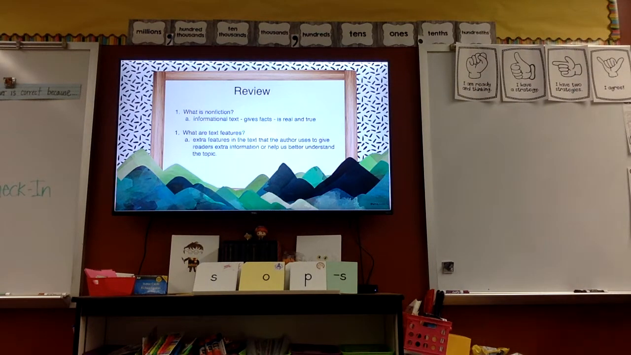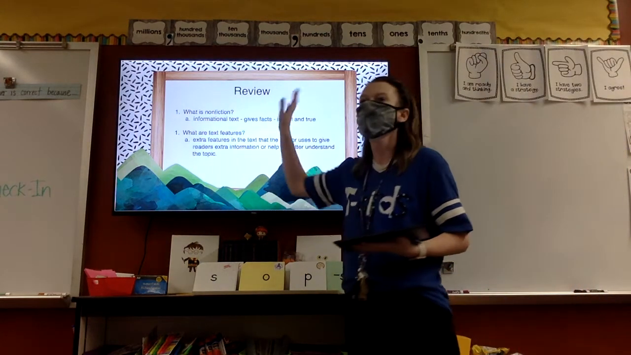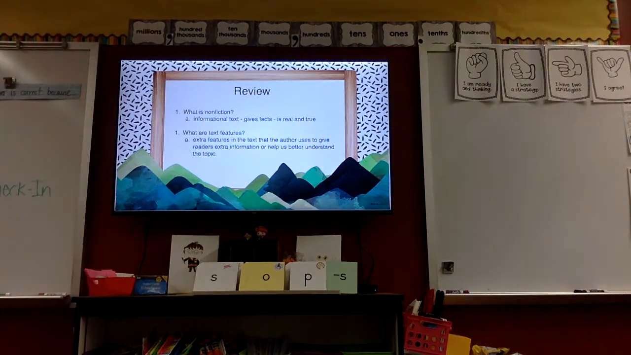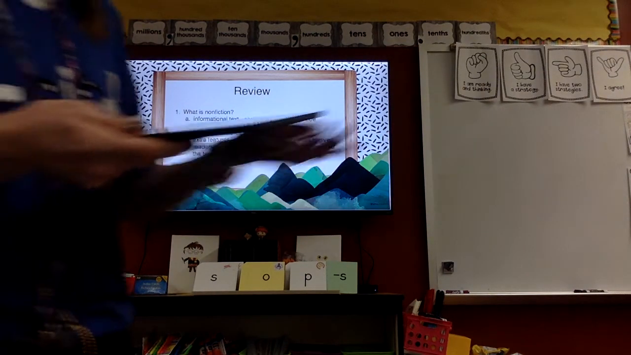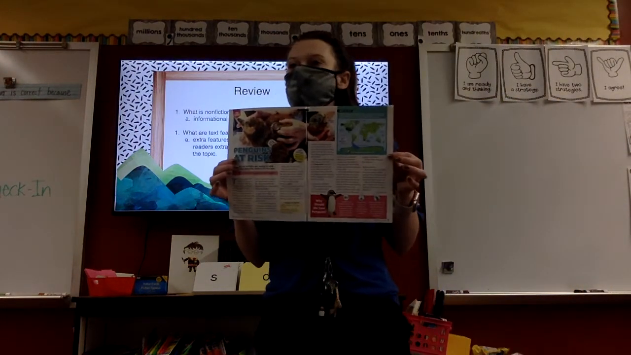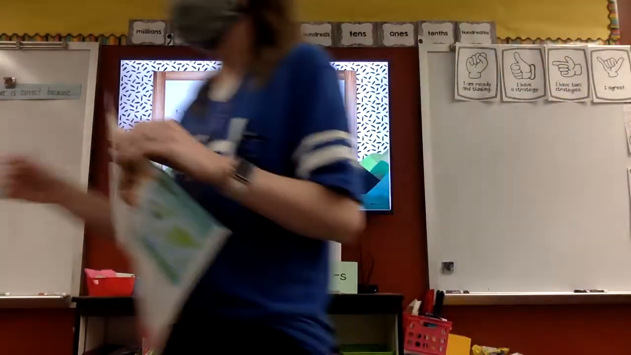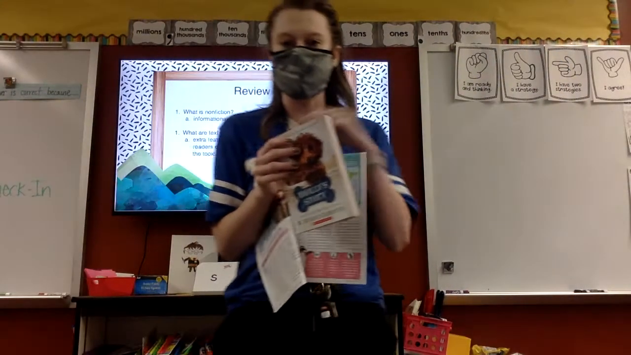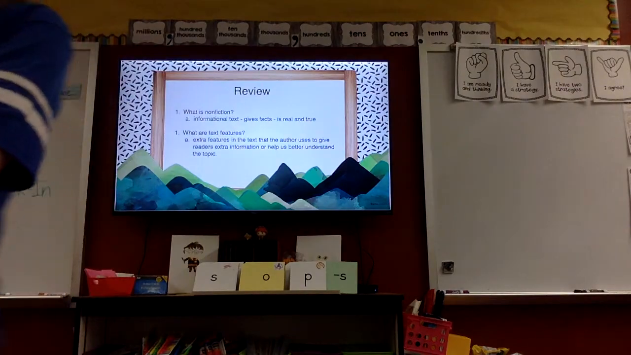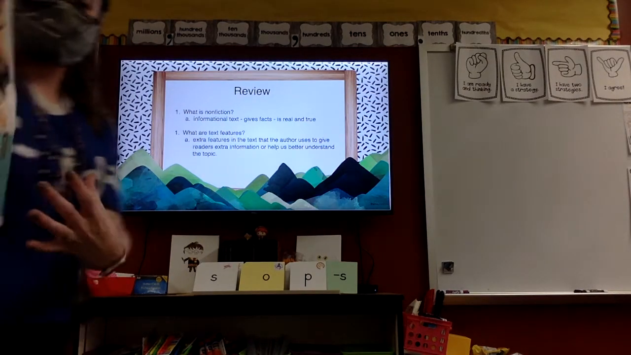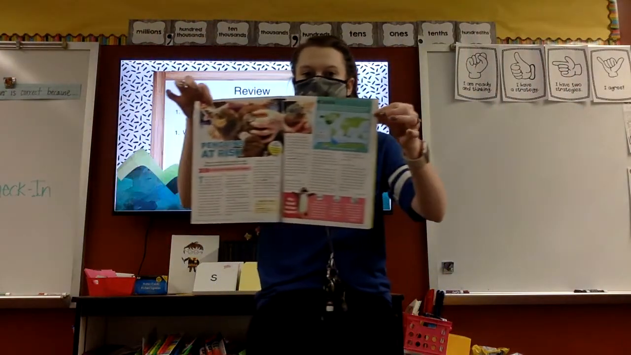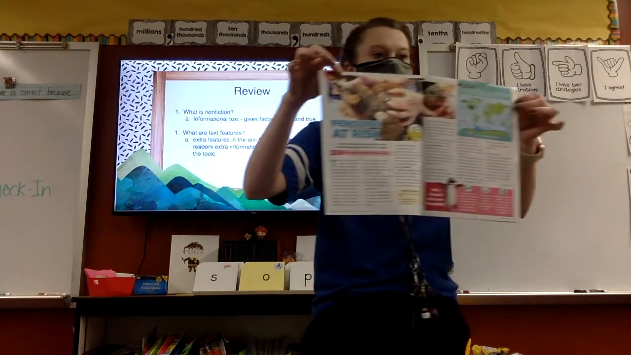All right, so then it asks us, what are text features? These are little extra things sprinkled into the text that the author uses to give us extra information, okay? So let's go back and think about a Scholastic magazine. When I open the article, I don't just have words on a page like I do in, let's say, this story here. In this story here, all I have are what? Words on a page. What do you see in this here? Pictures. What else do you see? Maps.